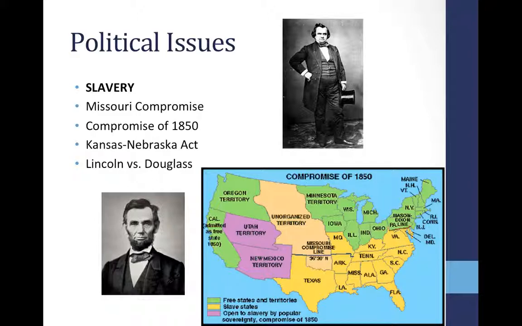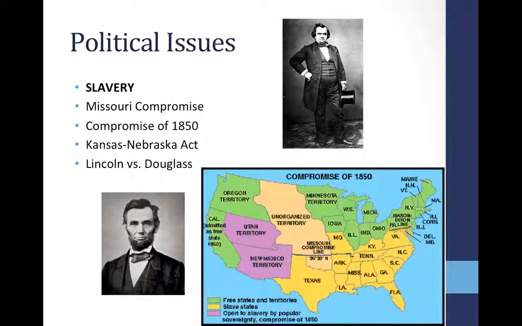The Compromise of 1850 created the state of California and declared it a free state. Stronger fugitive slave laws were created in the South for slaves that were escaping to the West, and the D.C. area was declared a no slave trade area.